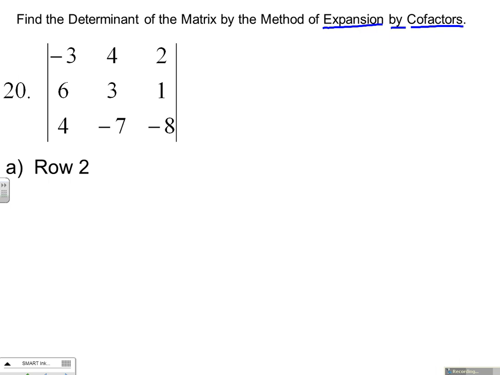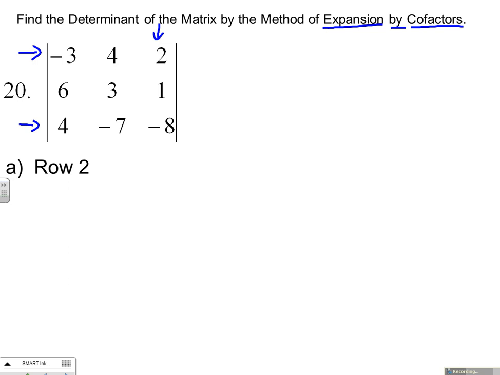Expansion by cofactors is the process we must use if we are above a 3x3 system. And what expansion by cofactors says is that the determinant of a square matrix can be found by taking the entries from any row or column. So I could go row 1, I could go column 3, I could go row 3, it doesn't matter, and multiplying those by their corresponding cofactors.